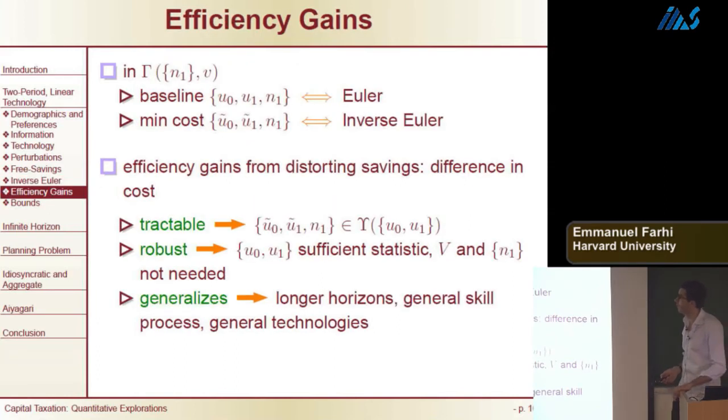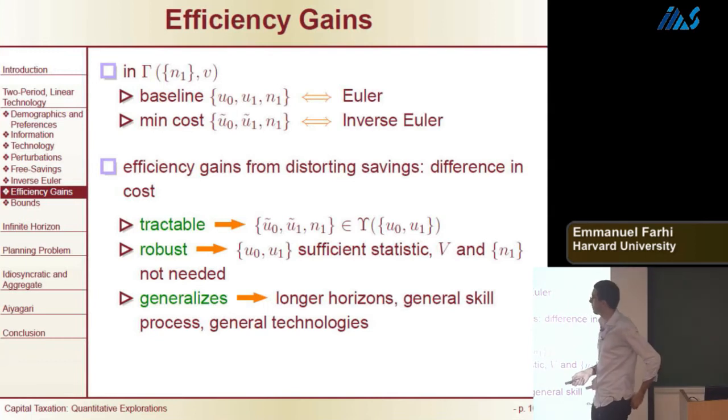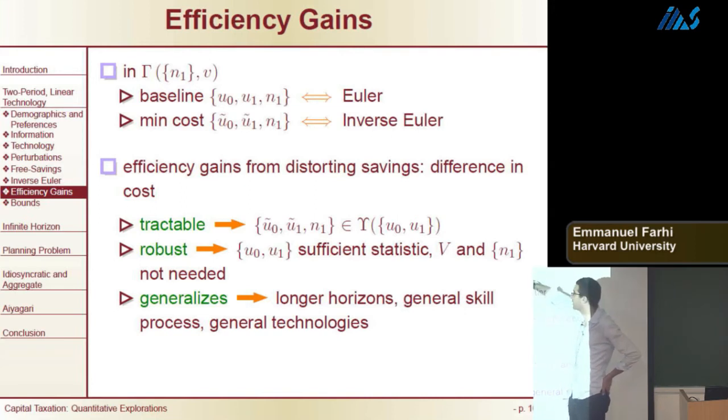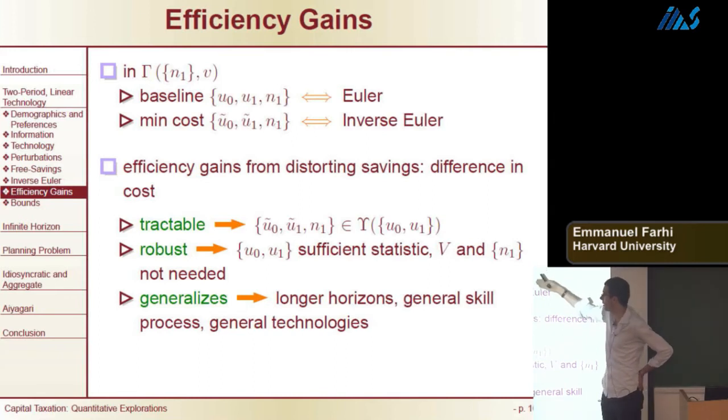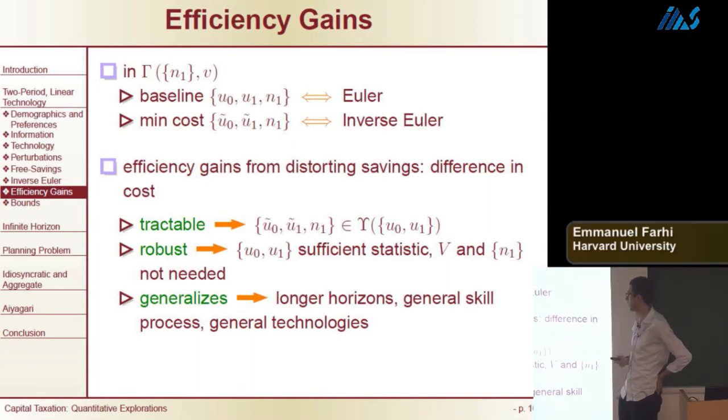All right, so just summarizing. In this set, we have a baseline allocation. Imagine that this one corresponds to a current policy. It satisfies the Euler equation. And we have the minimal cost allocation that satisfies the inverse Euler equation. And that means that there are efficiency gains from moving from there to there, from introducing optimal savings distortions.